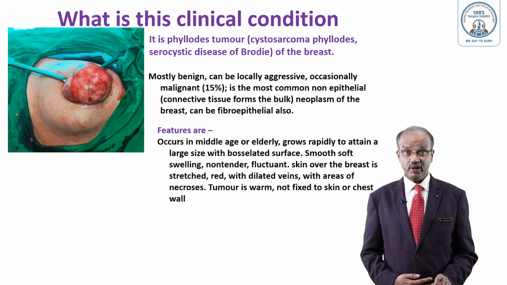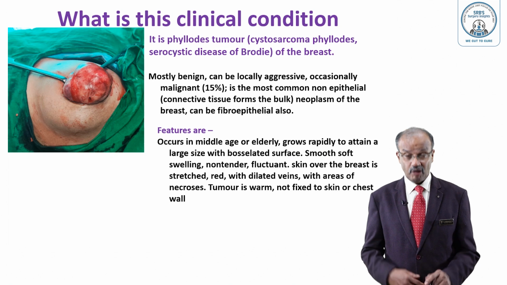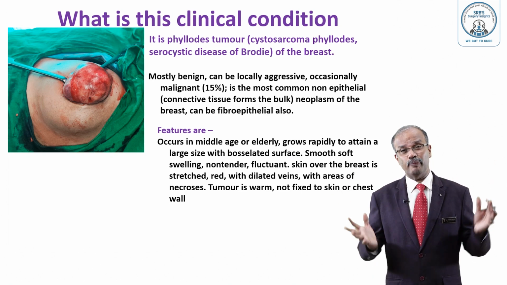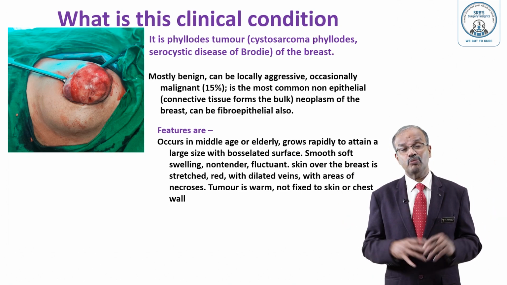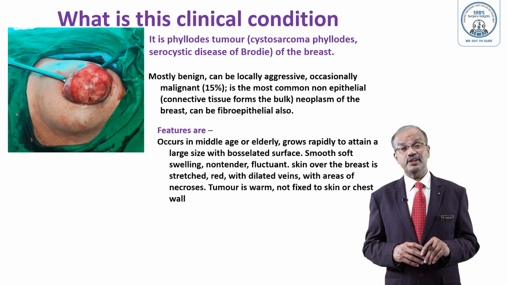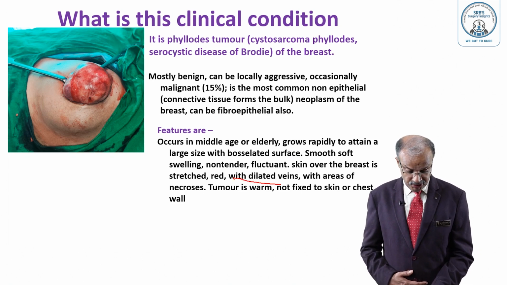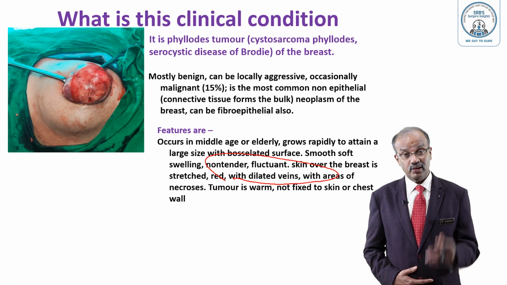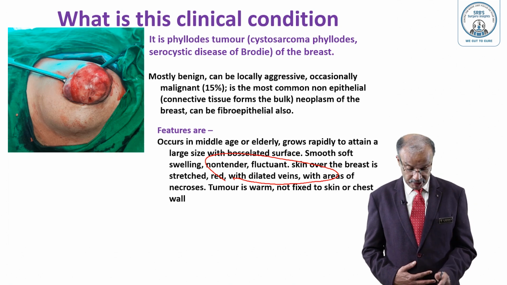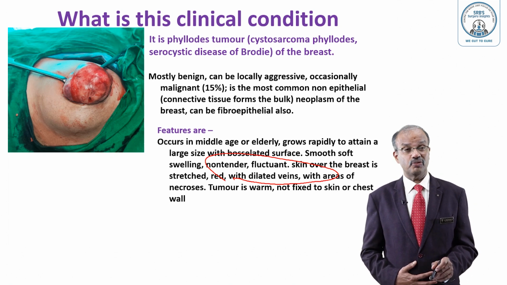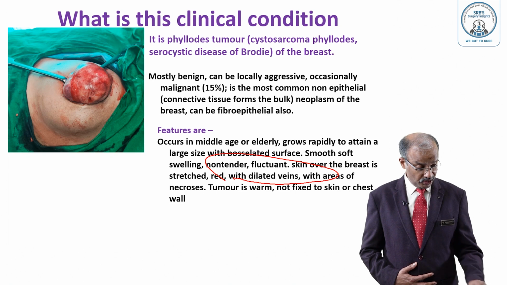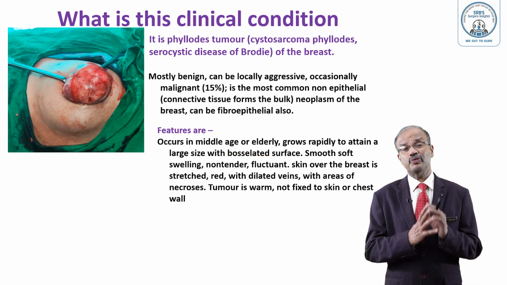So the features are: it occurs in middle age and elderly, grows rapidly, and attains a very large, massive size. Even though the skin is normal and mobile, it won't get adherent that easily. Spread to lymph node and blood is not that common. But dilated veins are quite common when you look at it. It is warm because of the high vascularity, but not fixed to the skin and chest wall. Fixity is not common. So the look itself is very obvious.